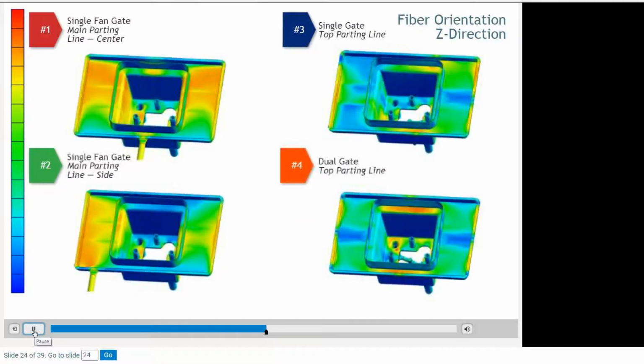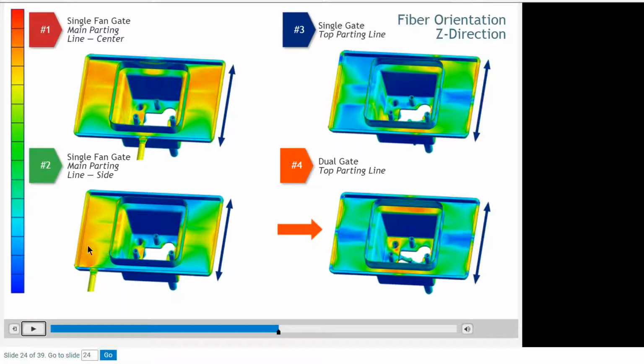Lastly, let's look at the Z direction, or the width of the part. Notice here there are significant differences between the first 2 and second 2 examples. This is because the fan gate is positioned directly into the base plate, while the single and dual gates are set up on the top of the part. Of these 4 examples, the dual gate shows the most uniform Z direction fiber orientation.